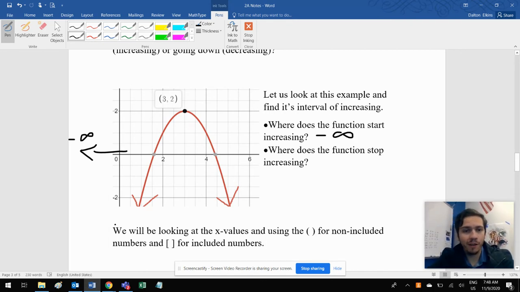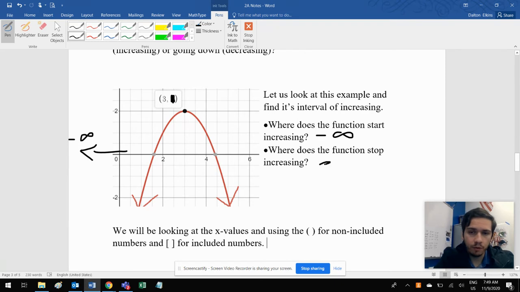When does it stop increasing? Well, as it keeps going from the bottom left all the way up, it stops here. Now, how would I communicate that? Would I use (3, 2)? Would I just use a 3? Would I just use a 2? What we're actually going to do is look at the x values. So I'm going to ignore this 2 for a second. It doesn't matter to us right now. It matters for other reasons like vertex and range, but not when we care about the interval.